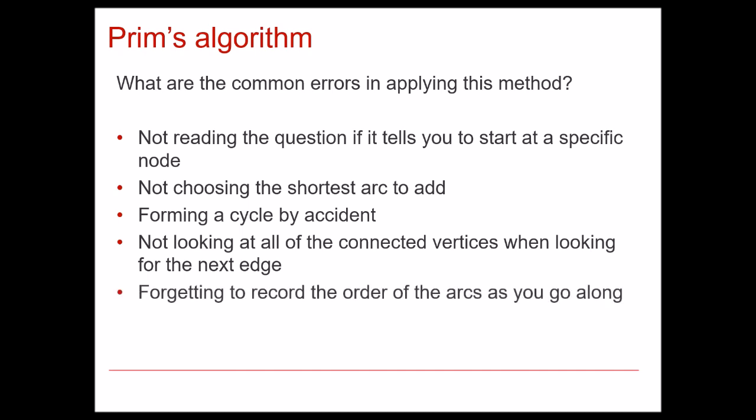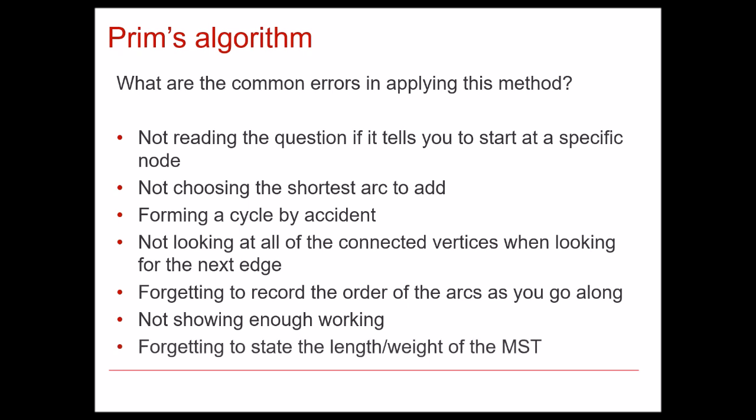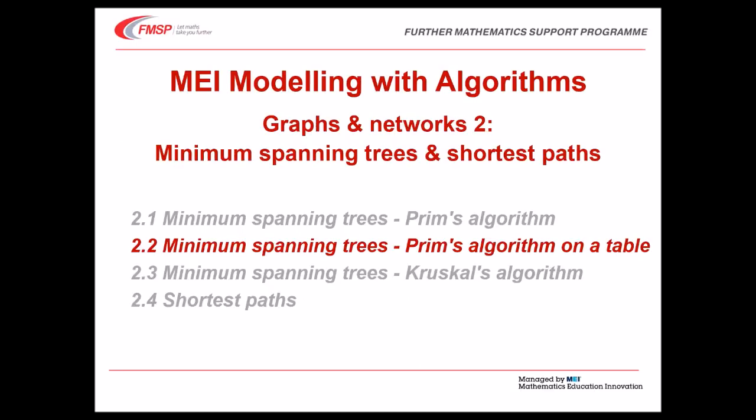This is important as well, because as I say, if you don't record the order of the arcs, then no one can tell that you've actually used Prim's, which again is related to just not showing enough working. And almost always you're required to state the weight of the minimum spanning tree. So I would advise you just to get in the habit, whenever you're doing Prim's algorithm, of always saying what the total weight is at the end, even if it hasn't asked you to. No harm in doing that.